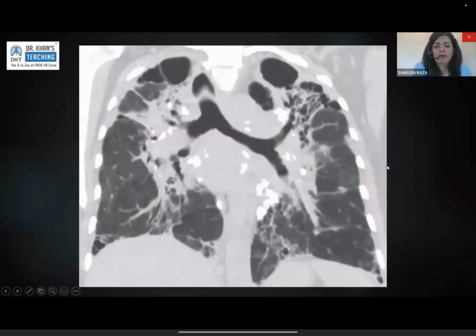This is a more typical appearance of the calcified lymph nodes and the volume loss. Again, a more advanced, more typical appearance, but if you can appreciate, it has gone down into the lower lobes as well. So the more severe the disease gets, the more it comes out of its comfort zone and starts moving to the lower and mid zones as well.